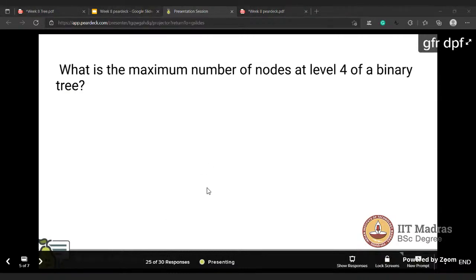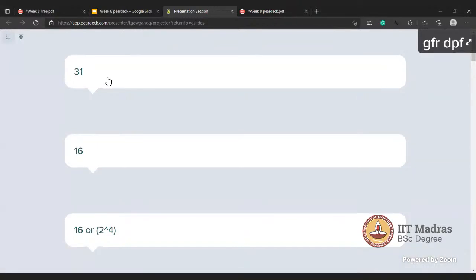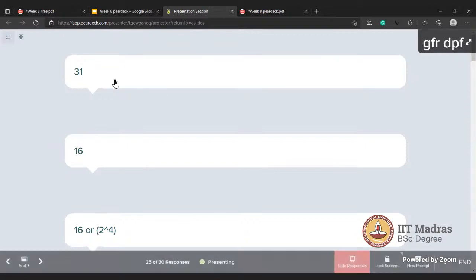Five responses, we can discuss. So who gave the 31 answer? Can you explain why 31 is right? Yeah, the level is four, right? Sir, each level can have 2 to the power level nodes. So 2 to the power 5 minus 1.